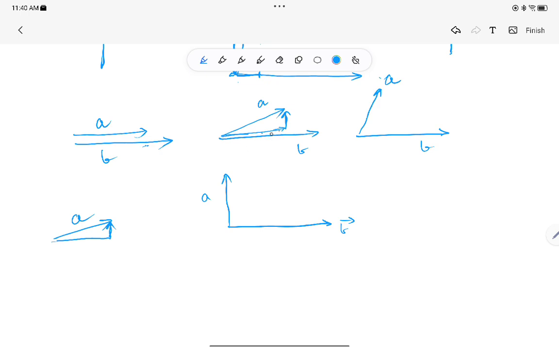But so we say that even here there is some amount of parallelism between these two. But the parallelism here is less than the parallelism here. Why? Because in this case, the whole of A is parallel to B, and in this case, only part of A is parallel to B. Now this part which is parallel to B goes on decreasing here.